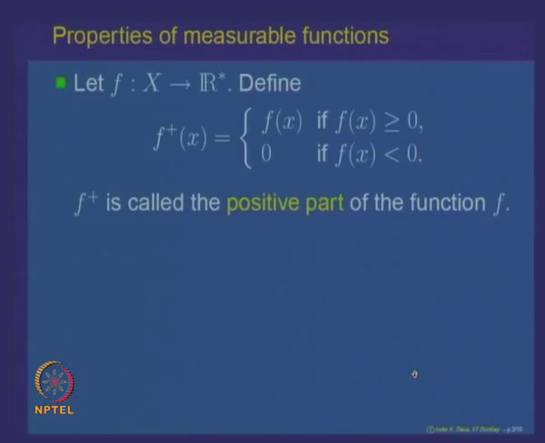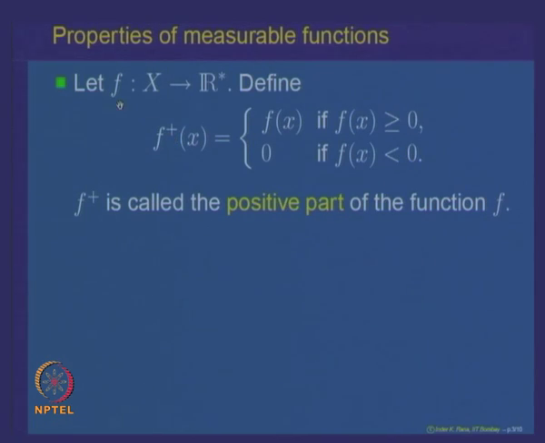So, let us recall, for simple functions we defined what is called the positive part and the negative part of a function. This can be defined for any function. Let f be a function defined on X taking extended real values, R star. Then we define what is called the positive part of the function, denoted by f plus of x. This is again a function on the space X, and it is defined as f plus of x is equal to f of x if f of x is bigger than or equal to 0, and it is defined as 0 if f of x is less than 0.